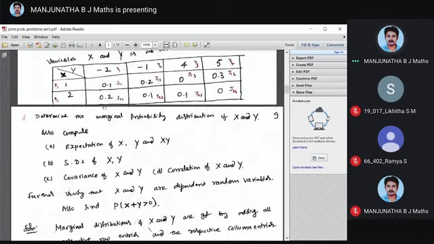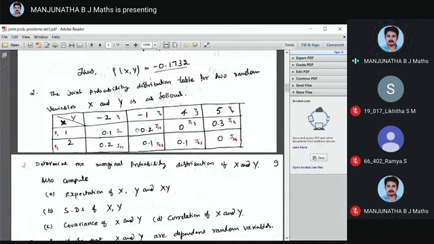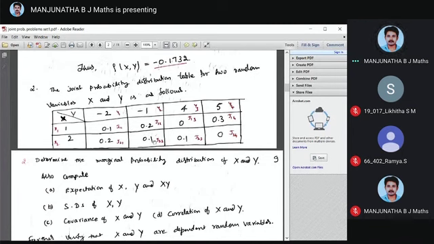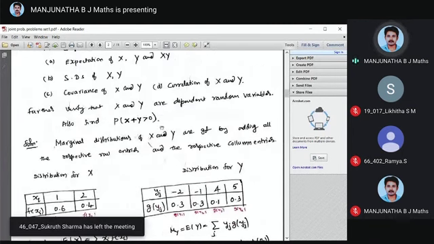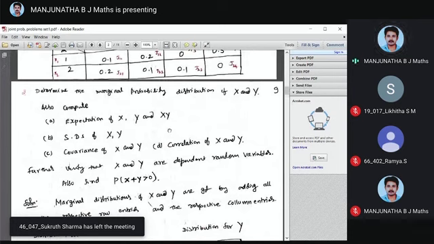Any doubt here? Similarly, do the second one. It is the same, but we have to find the probability that x plus y is greater than 0. We will see that later.